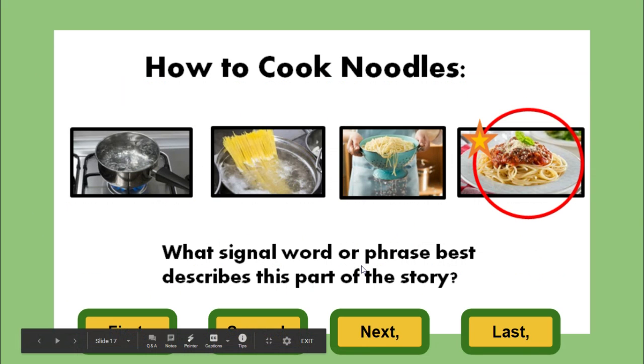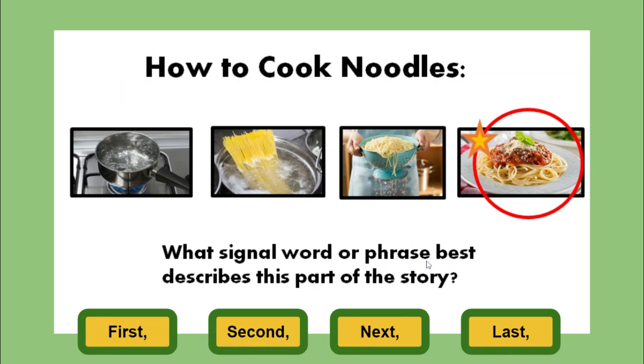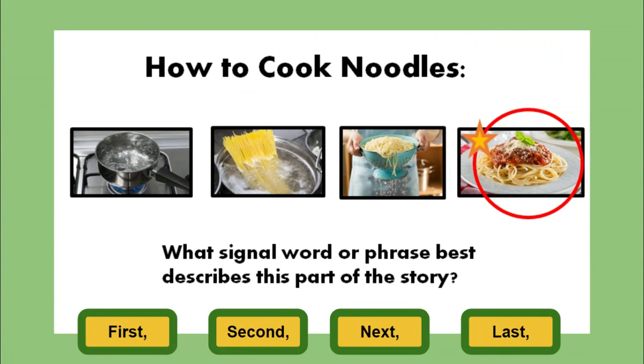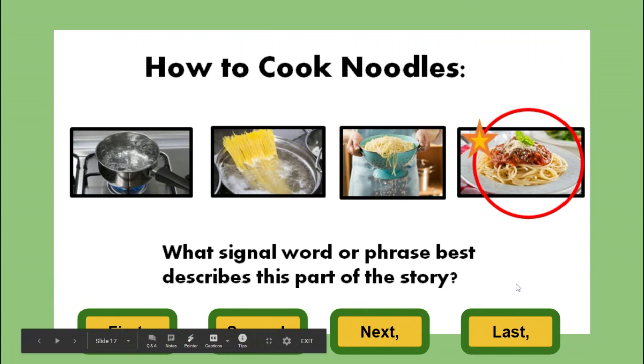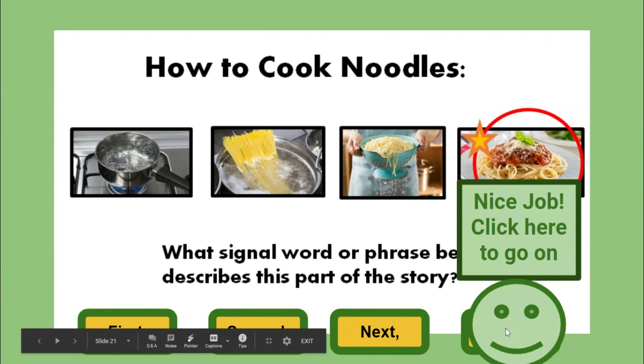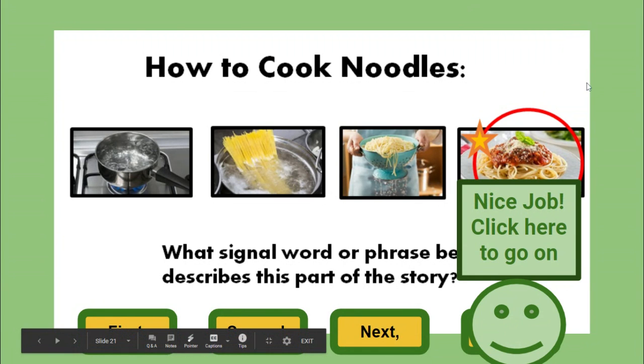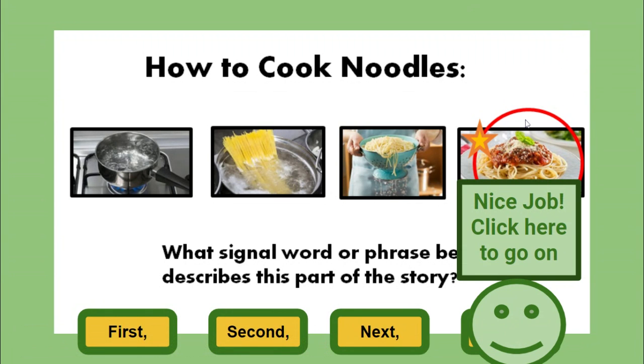Which of these signal words or phrase best describes this part of the story? Would it be first, second, next, or last? The correct answer is last. Okay, this is the last thing that happens. Finally, lastly, we eat our food.